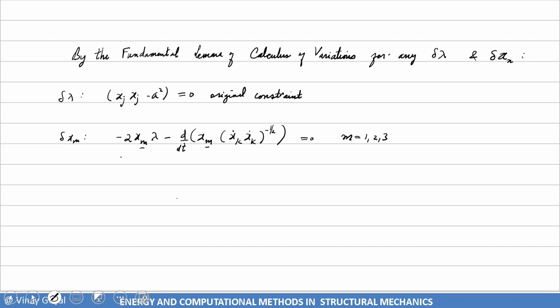I want to go ahead and expand this. So there's 3 equations there, but that's the advantage of using index notation. It makes everything so much simpler to read. But I have minus, and I'll take the derivative of that. So that's x dot m.